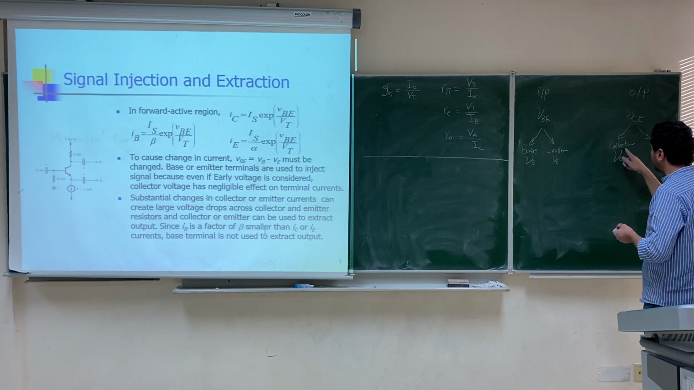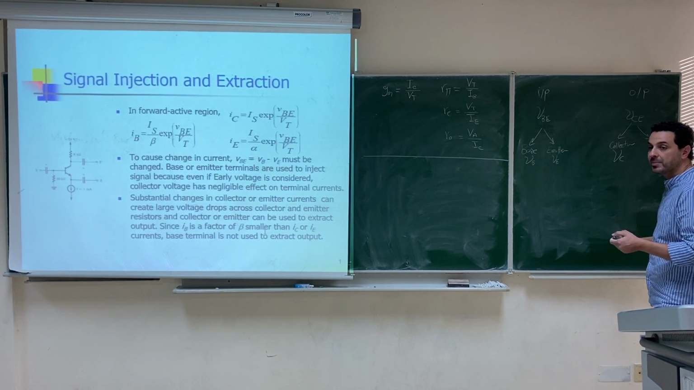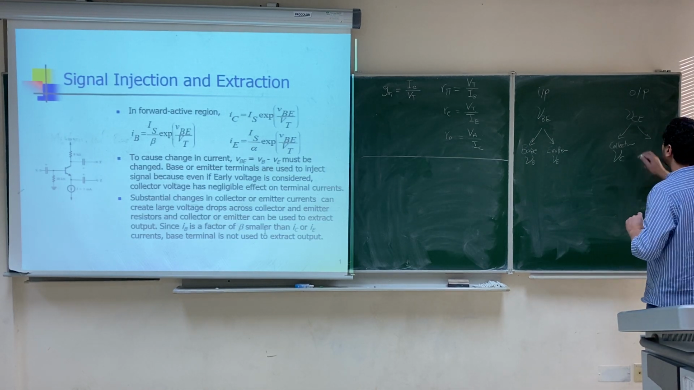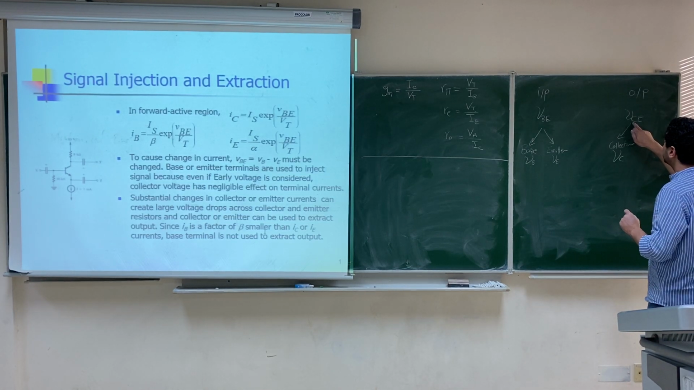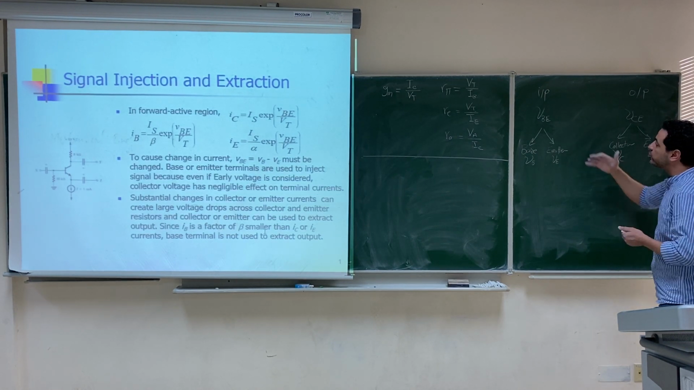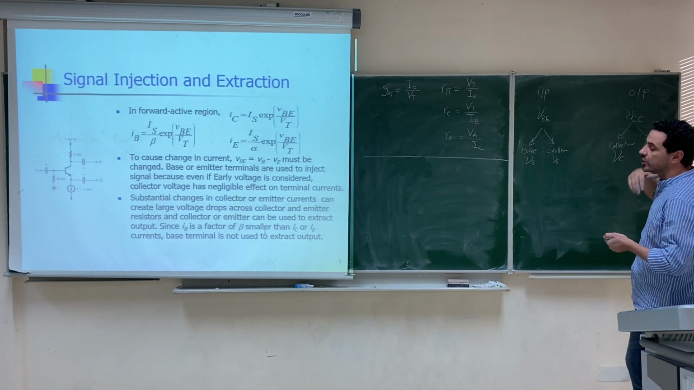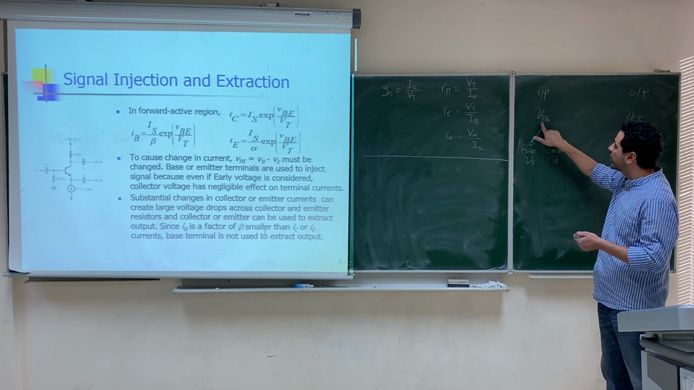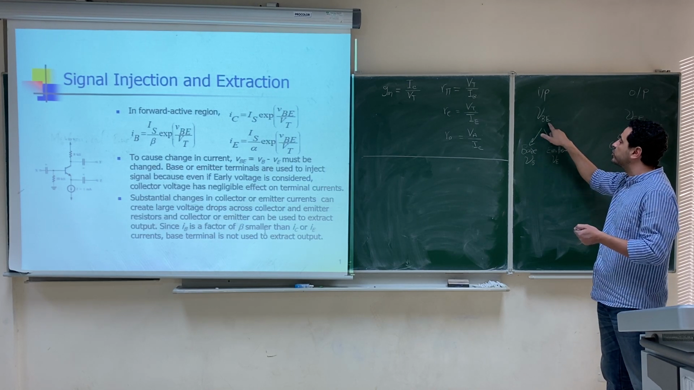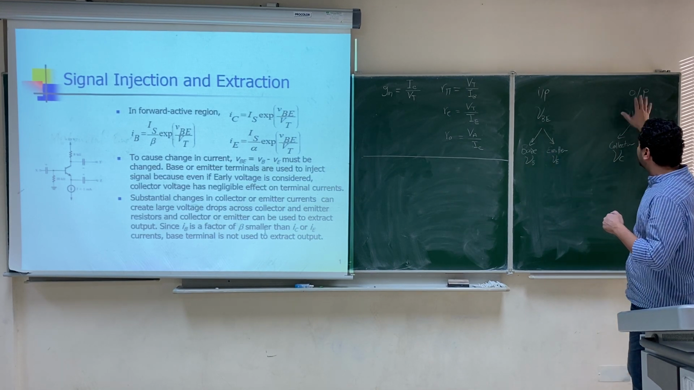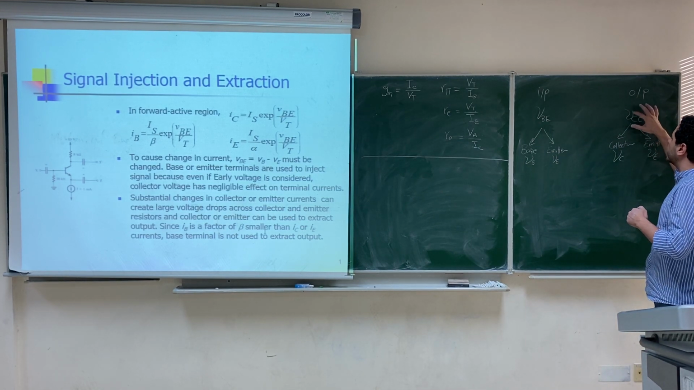You take the change, your output, from the collector and you keep the emitter constant, common. Or you fix the collector and you take your output from the emitter. So you have two options for the input and two options for the output. For the input, either you fix the E and you change the base, or you fix the base and you change the E. In both cases, you will change VB. The output will be changing VCE.